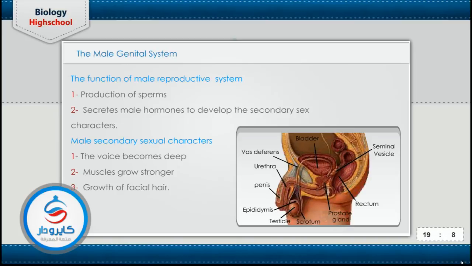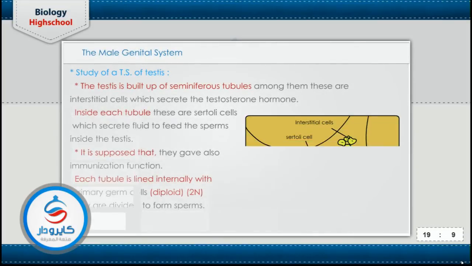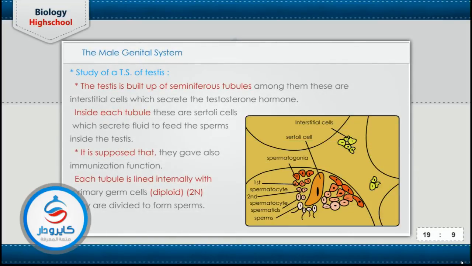The male secondary sexual characters are that the voice becomes deep or rough, the muscles grow stronger than before, and there is growth of facial hair, that is, the presence of the beard and the mustache, or the hair located on the face, which acts as a part of the male secondary sexual characters.